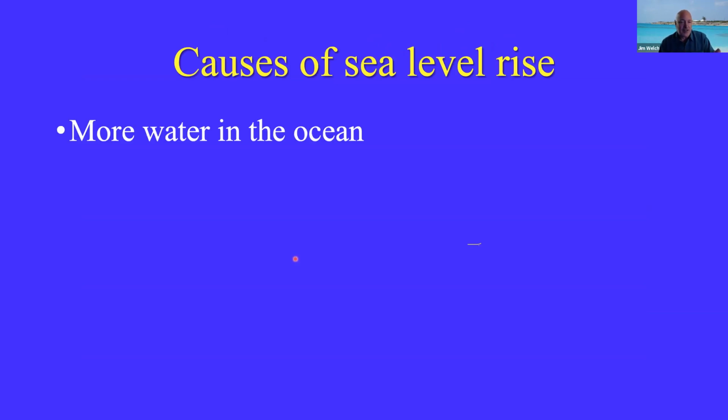So the first thing that can cause sea levels to change, and sea levels to rise specifically, is when there's more water in the ocean. And so that is essentially when the glaciers melt, you have more water in the ocean. During an ice age, you have many more glaciers on the land, and there's less water available for the oceans, and the sea level actually goes down.